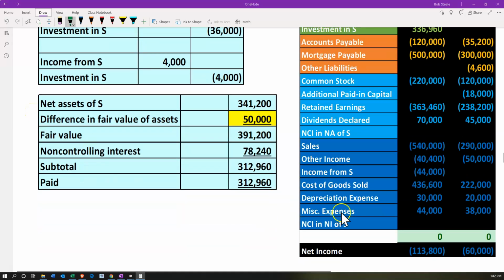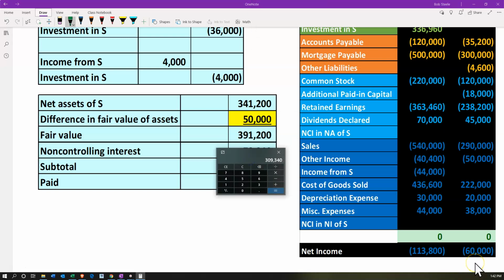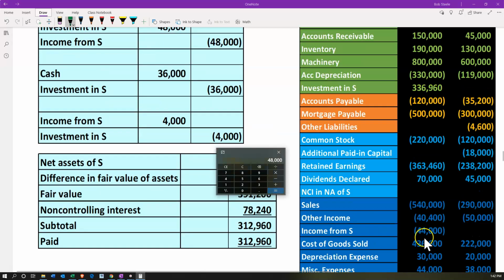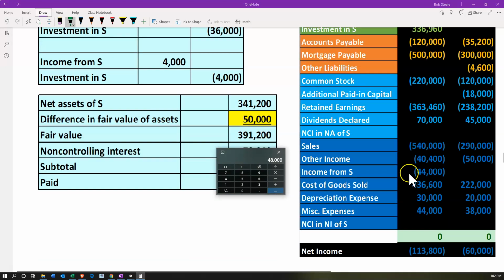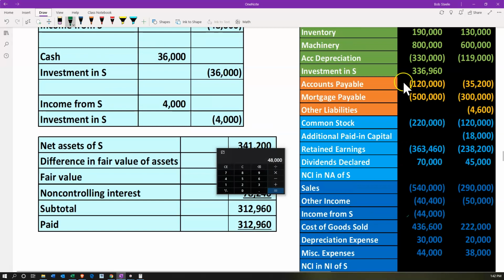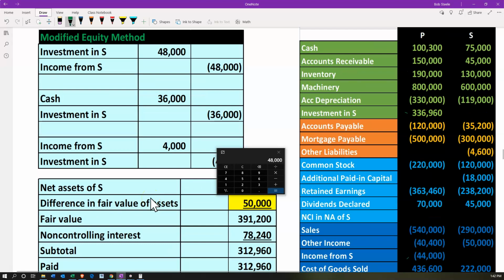Well, we would take the net income. The net income is 60,000 down here, so we would take the 60,000 times the 80%. That would be the 48,000, increasing the investment in S and income for the 48,000. And what we're doing here is basically reconstructing this number and this number. These two numbers need to be eliminated in the consolidation process, so if we can see how they were put together, that'll help us if we have problems eliminating them.